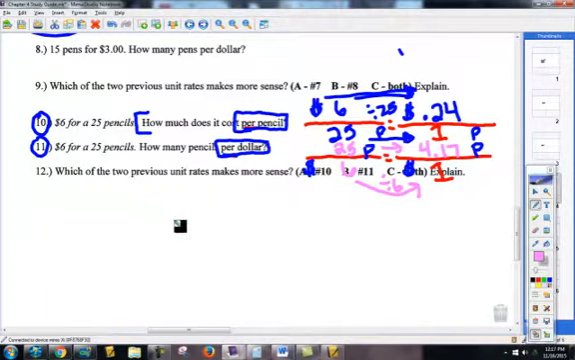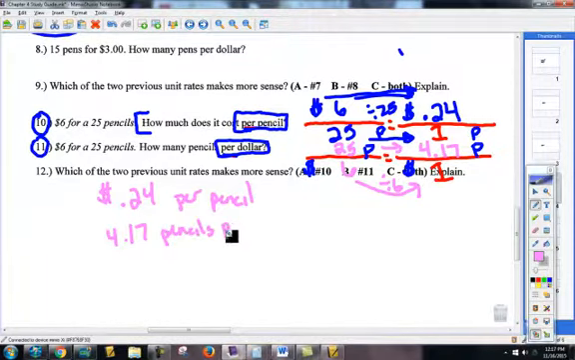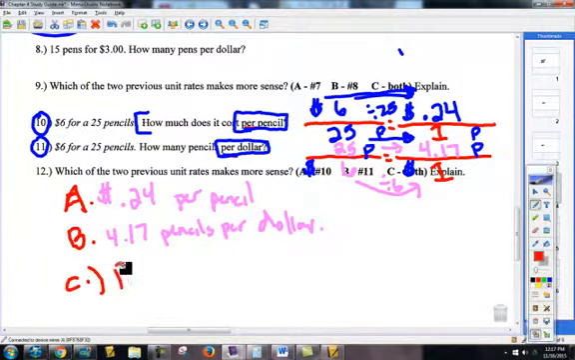Yes. So my 2 unit rates are 24 cents per pencil or 4.17 pencils per dollar. Or per $1, however you want to say it. Those are my 2 unit rates. So I have to figure out, is this A, is this B, or is it C, both. I need to figure out which of those makes the most sense, or do they both make sense?